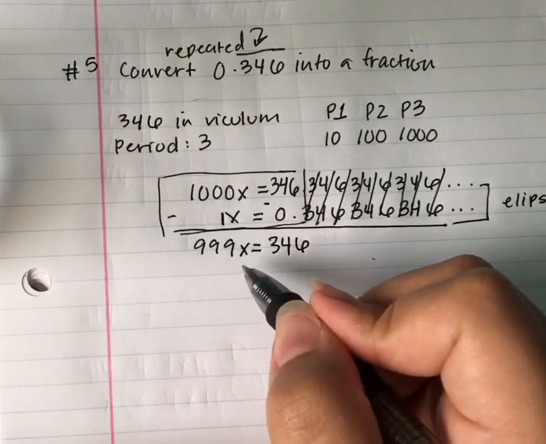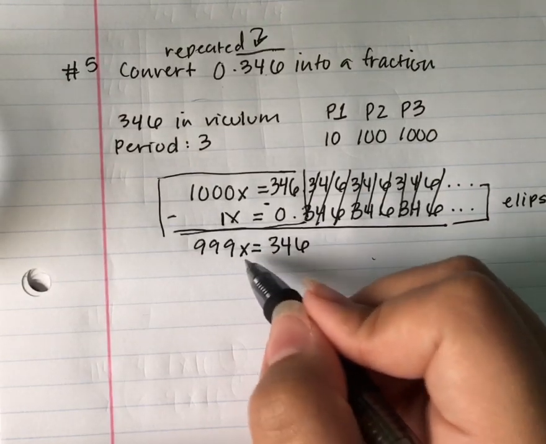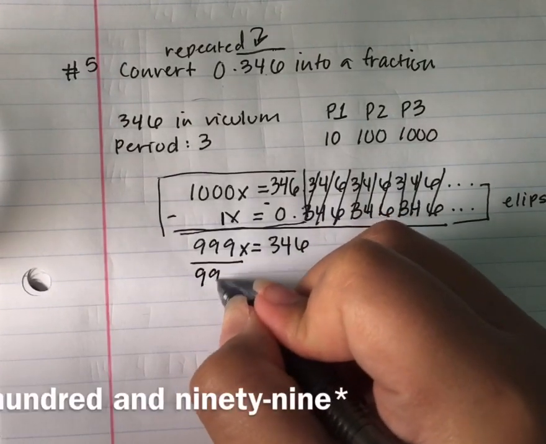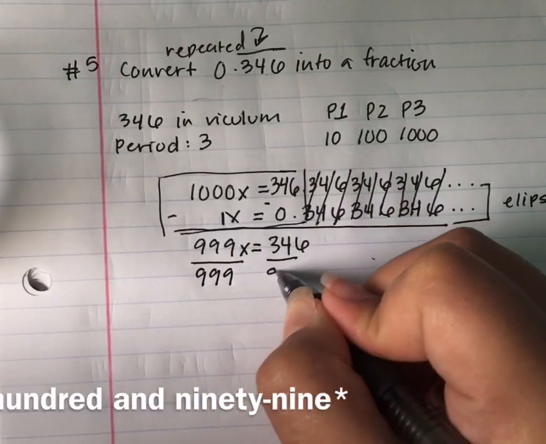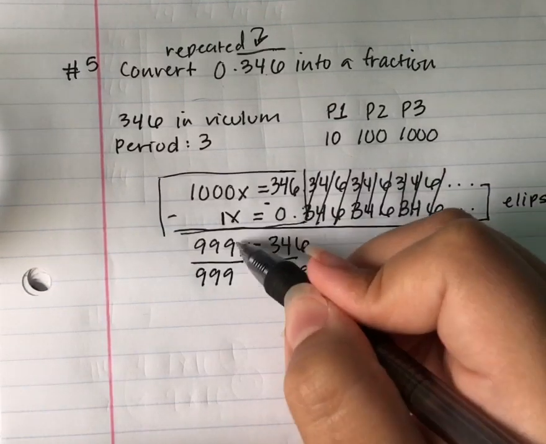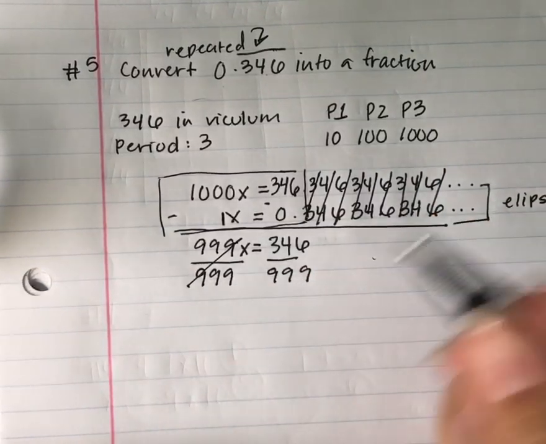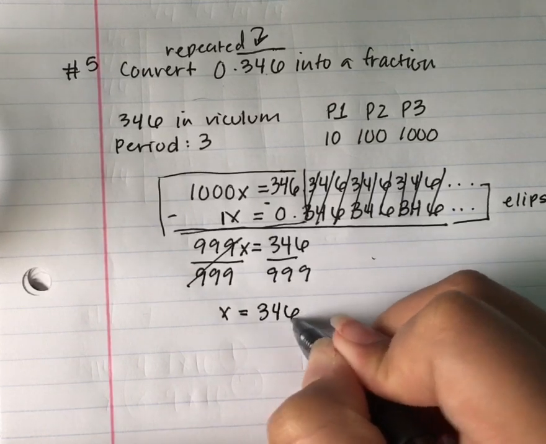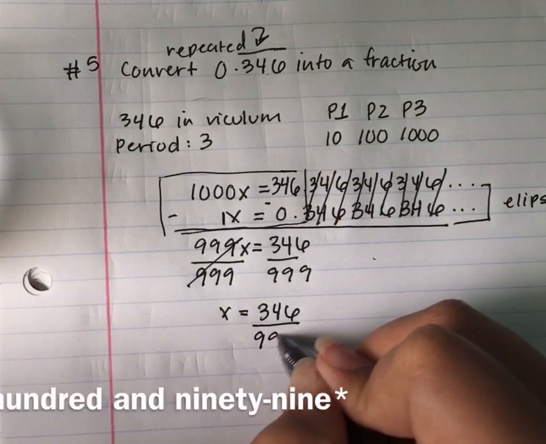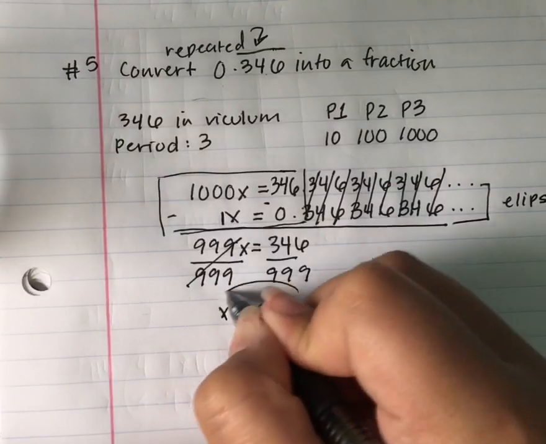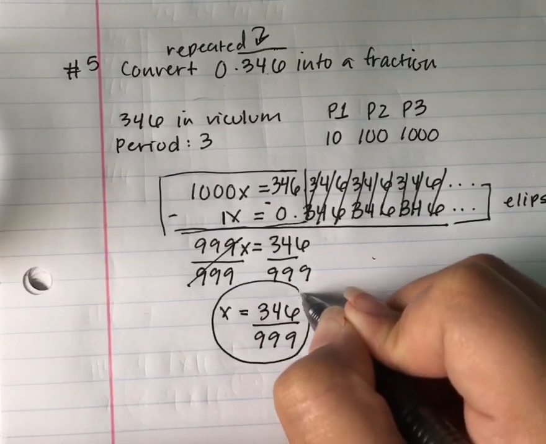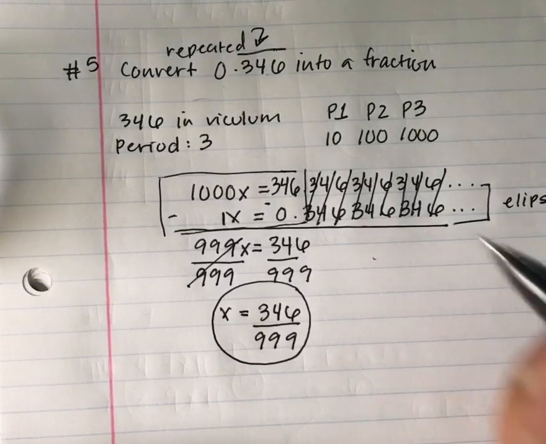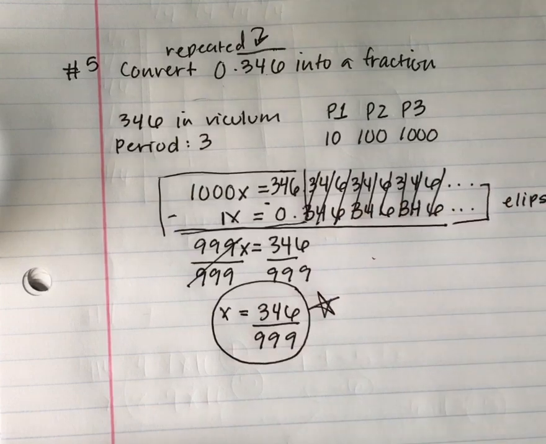Since you want to make this into a fraction and you want to get x by itself, you need to divide by what x is attached to. So we need to divide it by 999. So then these cancel out, and you're left with x equals 346 over 999. I don't think this is reducible, but if it is, you will reduce it down to get a smaller number. But that's your final answer.